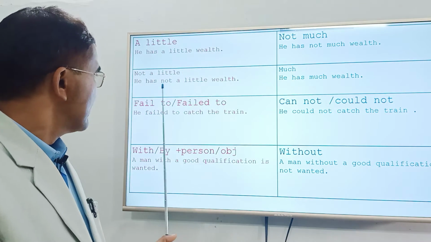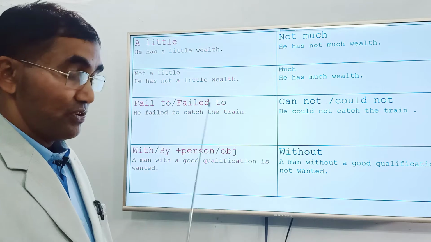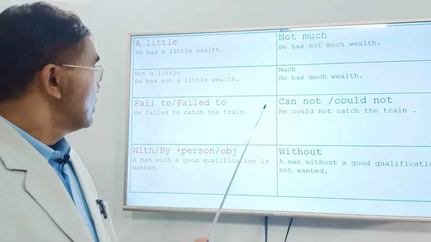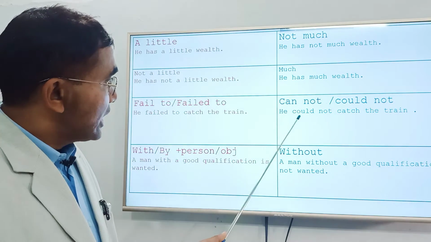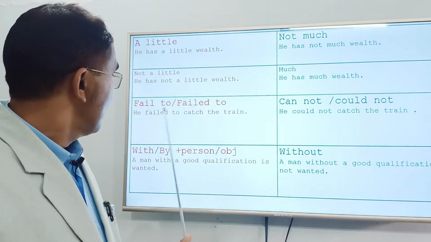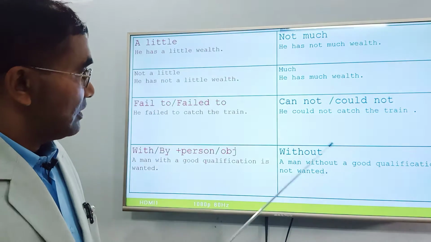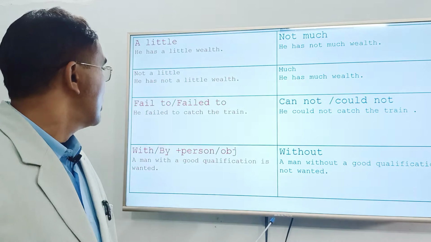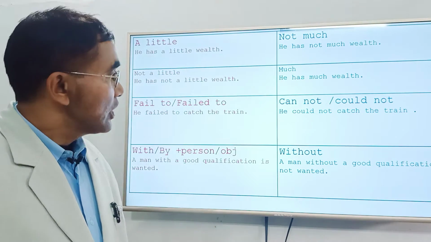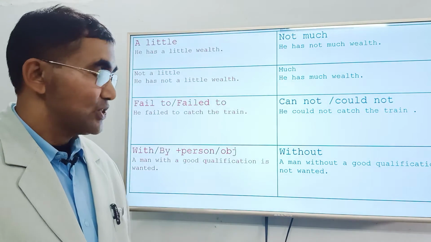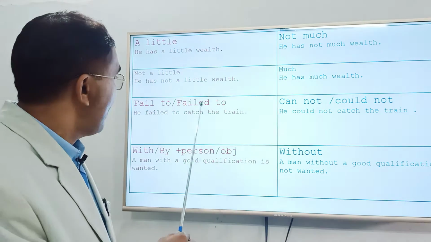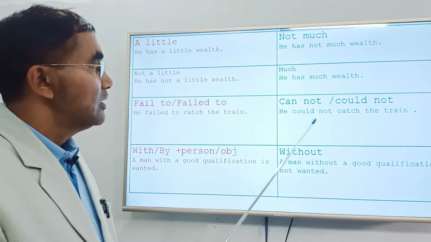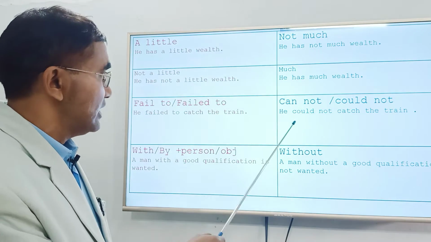And if you find any sentence with "failed to", the negative form should be started with cannot or could not. He failed to catch the train. He could not catch the train. When the word is "fail to" in present form, you should use cannot instead of fail to. And if you get "failed to", you will have to use could not plus V1 of the verb. He failed to catch the train, he could not catch the train.